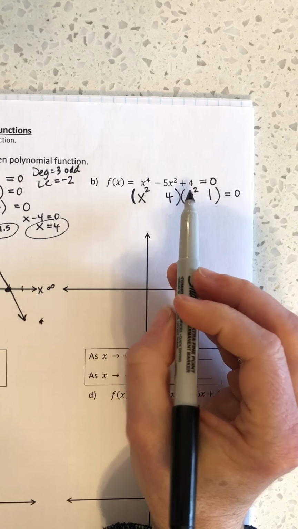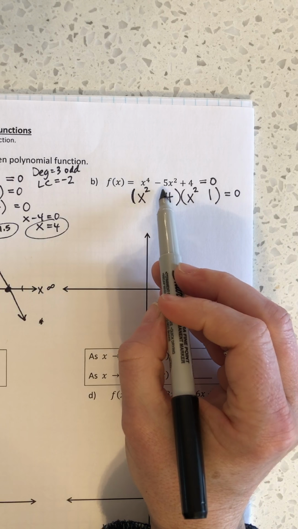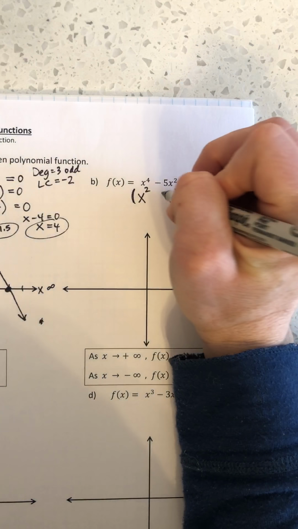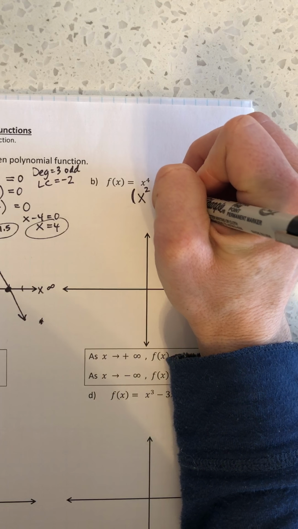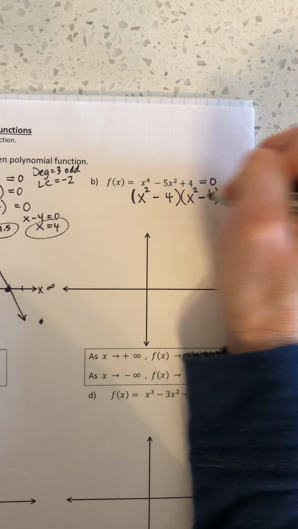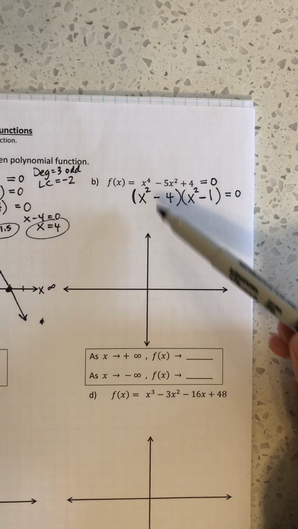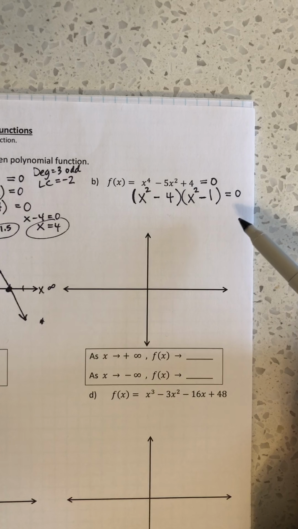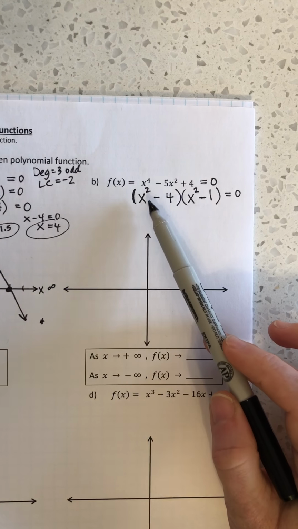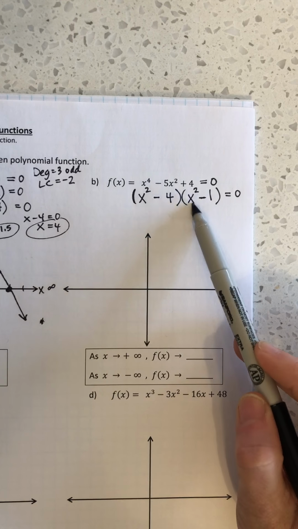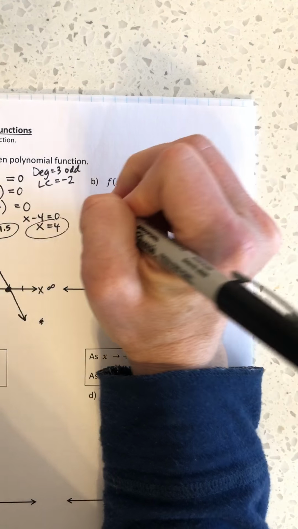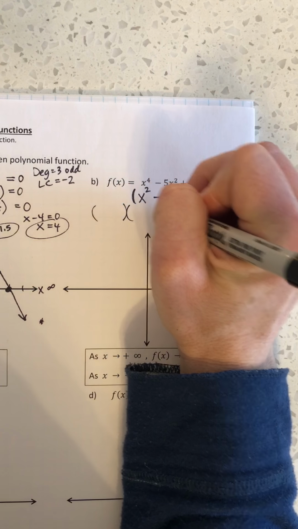And now what signs do they have to be to add up to negative 5x squared and positive 4? Well, to multiply to a positive and add up to a negative, I need negative, negative. So now you have factored it. You can set each one of these factors equal to 0 and solve using square roots. Or if you notice, both of these are the difference of 2 perfect squares. So both of those can factor again.